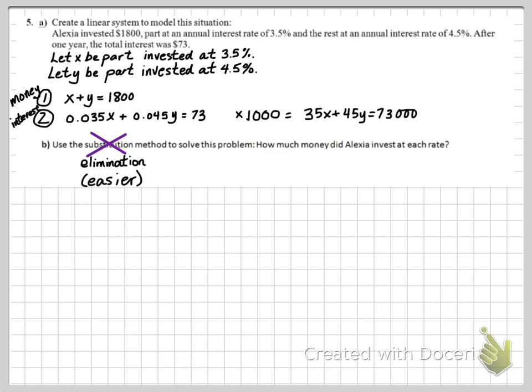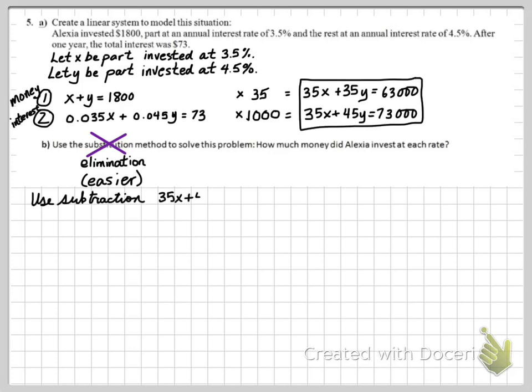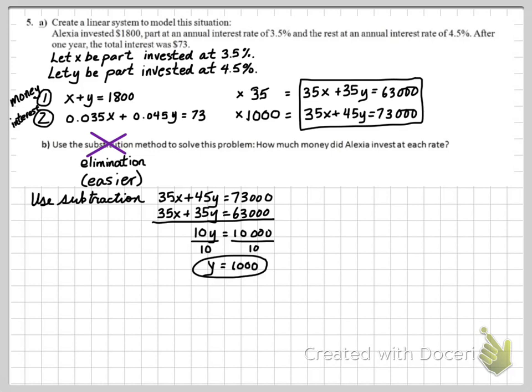I'm going to multiply the second equation by 1,000 to get rid of all of the decimals. And I'm going to multiply the first equation by 35 to make the x's the same. Now I can subtract these two equations to eliminate the x's. So the second equation I'm going to write first. That's allowed. And I'm going to subtract, so I get positive numbers. And when I subtract these two equations, you get 10y is 10,000. Dividing both sides by 10, and y will equal 1,000. So that's now your answer for y.